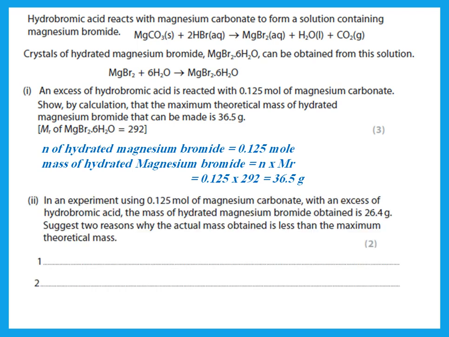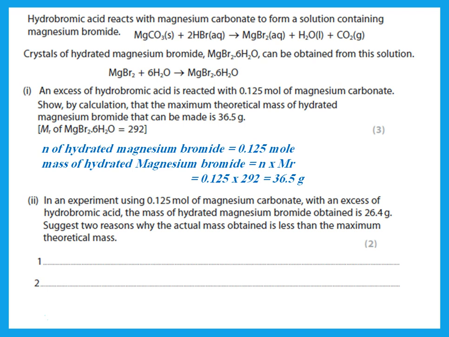Then he says in an experiment using 0.125 mole of magnesium carbonate, so that is the same number of moles from that first question, with an excess of hydrobromic acid, the mass of hydrated magnesium bromide obtained is 26.4. We just calculated that he was supposed to get 36.5 grams. But actually, when we do any experiment in the lab, what we get is usually less than the theoretical yield or what we should get. So in this experiment, we should get 36.5 grams. But when he did it, the mass obtained is 26.4.